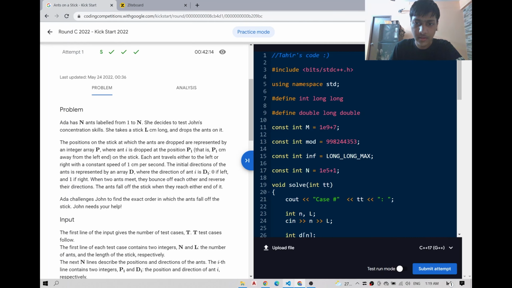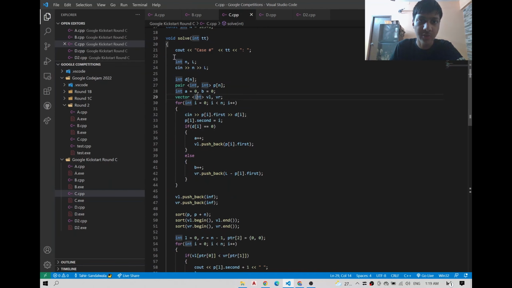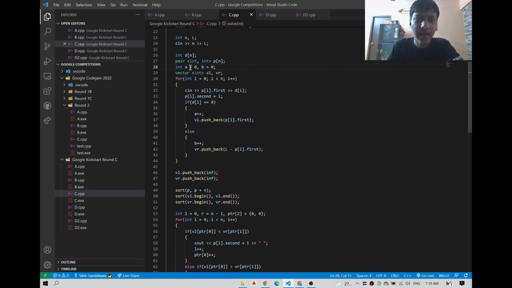So basically, as for the code, what I initially do is scan the total number of ants and the total length of the stick. Then I maintain in the array D the initial direction in which the ith ant is moving, and I made an array of pairs P in which I'll store the position of the ant and the index of the ant, because later on I'll sort this array and the indices might get a bit mixed up. Then I initialize two variables a and b to 0.